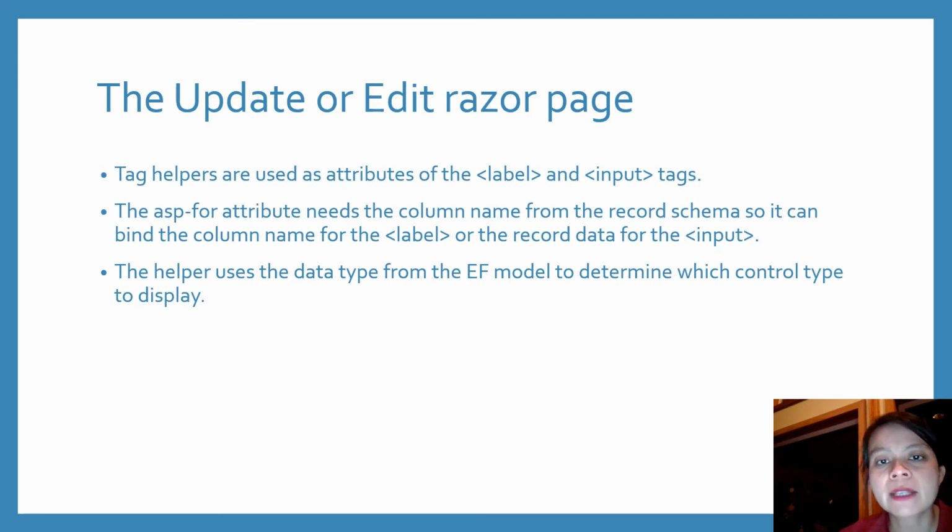Now let's take a look at the Edit Razor page. You'll see that tag helpers are used as attributes of label and input tags. The asp-for attribute needs the column name from the record schema so that it can bind the column name for the label or the record data for the input. The helper uses the data type from the Entity Framework model to determine which control type to display.